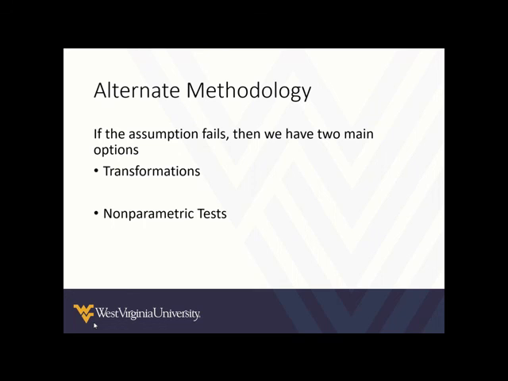And so at this point, now you may be wondering, well, what happens when normality can't be confirmed in any way, shape, or form? Well, then we have two options. One, we can do a transformation of the data, or we can do a non-parametric test.